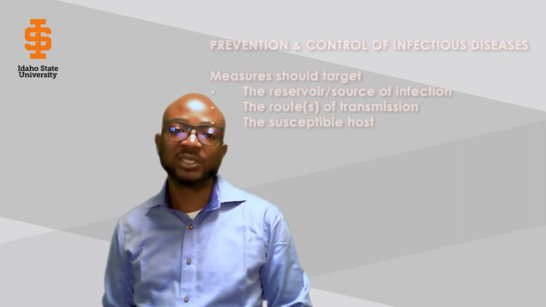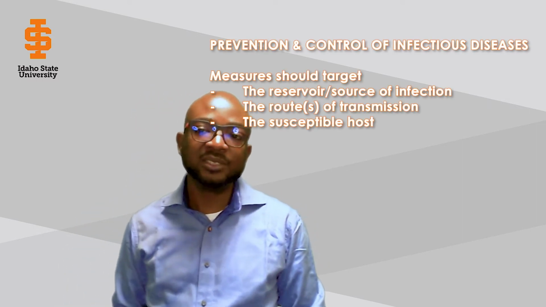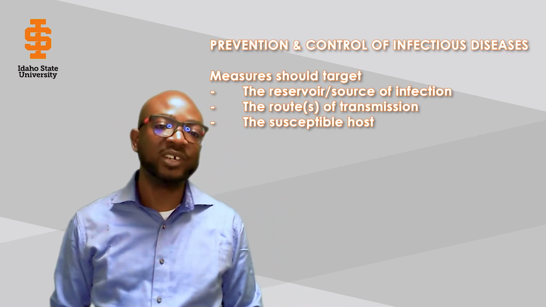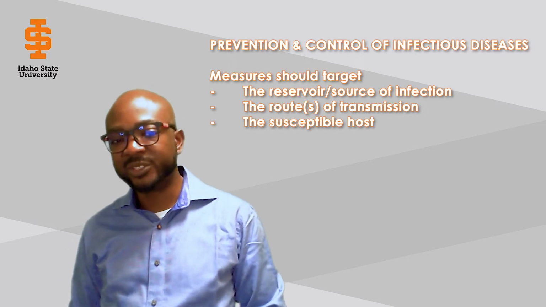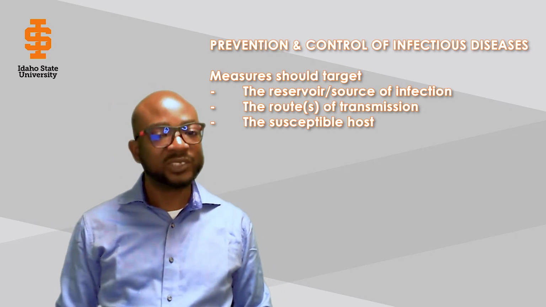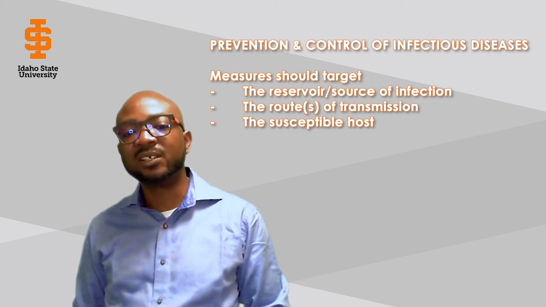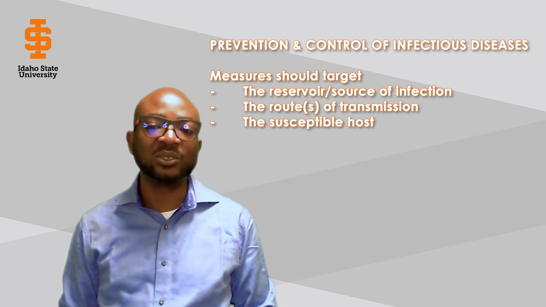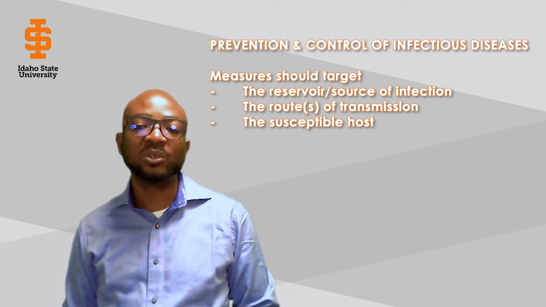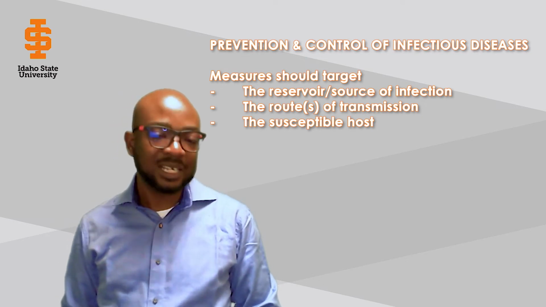Broadly, measures should target these areas pending results of epidemiologic investigation: the reservoir or source of infection, the routes of transmission, and the susceptible hosts, all of which constitute the chain of transmission. So the activities of disease prevention and control require community participation and involvement, political support, and intersectoral coordination, as we have said. Now we look at controlling the reservoir, which is the first link in the chain of transmission.